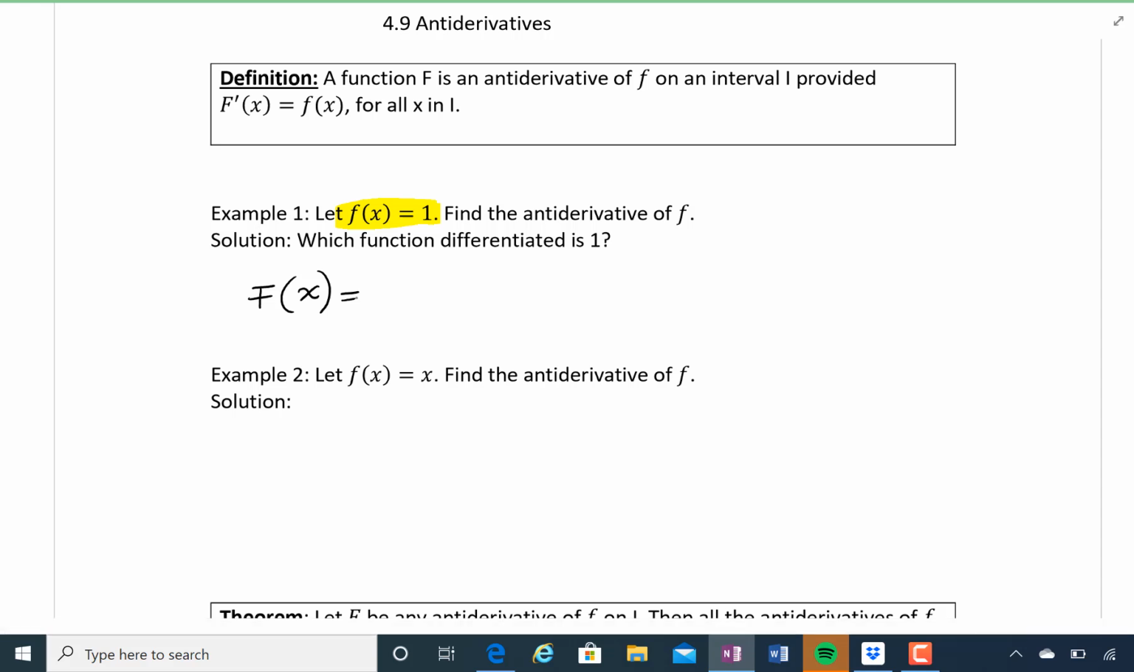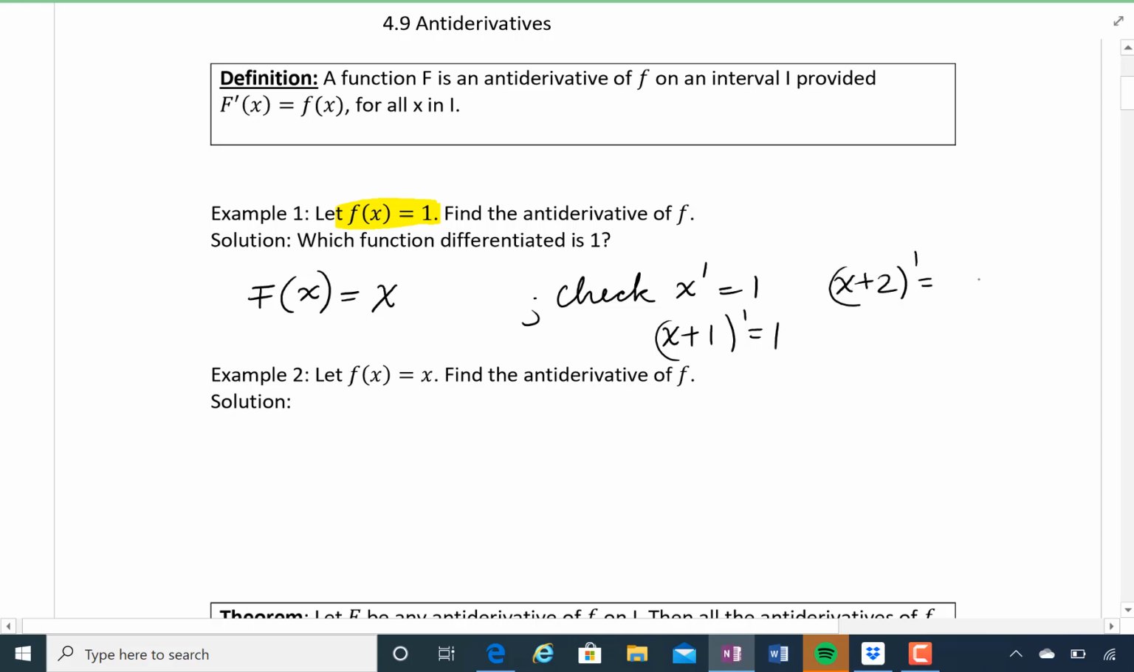Well, let's think about it. What function prime is 1? Well, actually, it's x. But let's think a little bit. If I check, x prime is 1. Okay, but I want you to check for me x plus 1 prime. What is that? Well, that's 1 as well. How about x plus 2 prime? Well, that's 1 as well. How about x minus 3 prime? That's 1 as well. So what does that mean?